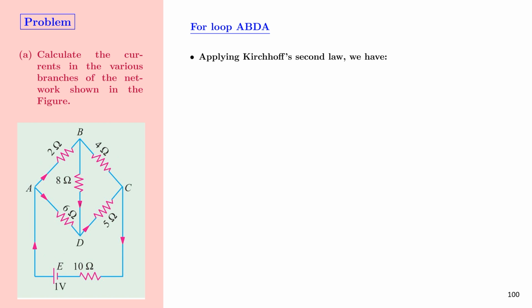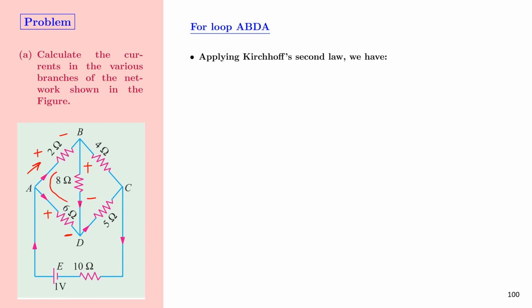We have 3 unknowns, I1, I2 and I3, so we have to frame 3 equations to solve for them. For that, let us consider loop ABDA first. We will mark the polarity of various resistors in the circuit first. The direction of the current in the 2 ohm resistor indicates that this side is positive and this side is negative. In the case of the 8 ohm resistor, this side will be positive and this side will be negative. And in the case of the 6 ohm resistor, this side is positive and this side is negative. We have marked the polarity of the potential drops in the circuit.